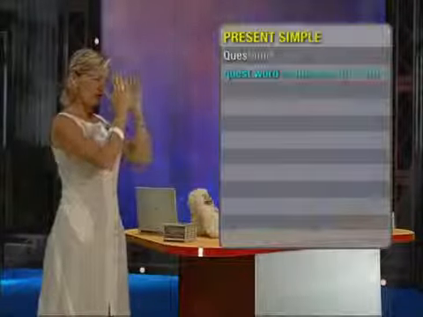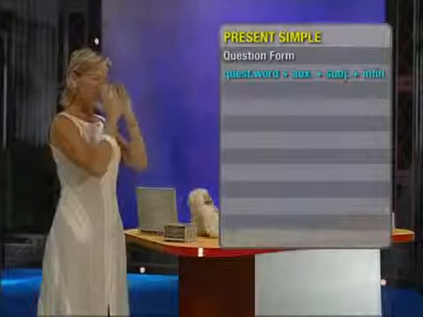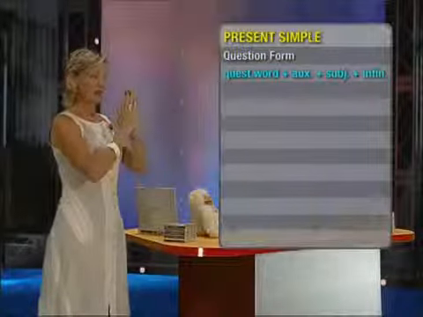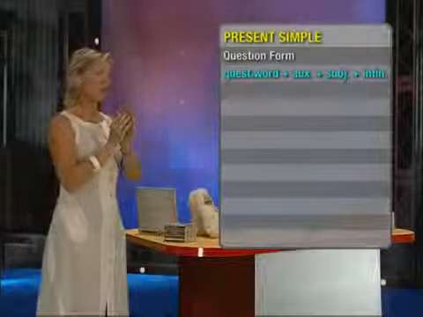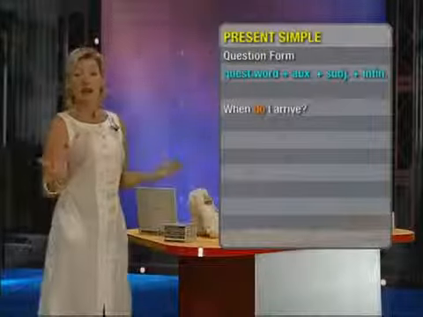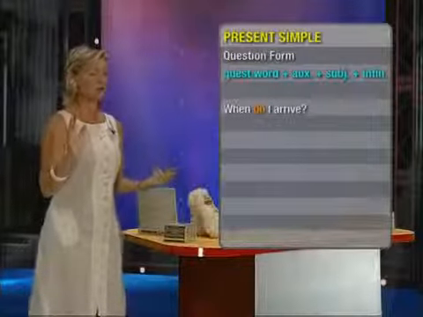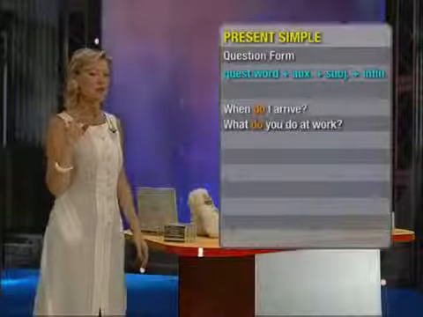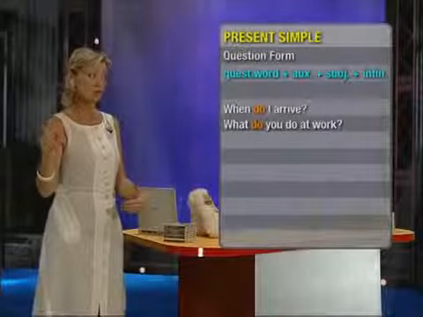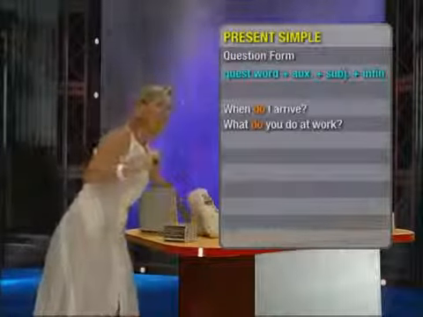All right, good. So let's look at the grammar that we've just used for asking questions. Okay? Now, we have the question form with the question word like when, the auxiliary, do, I, the subject, and then arrive, which is the verb. So, when do I arrive? Okay, that's a typical question in the simple present. Look at the next one. What do you do at work? What do you do?